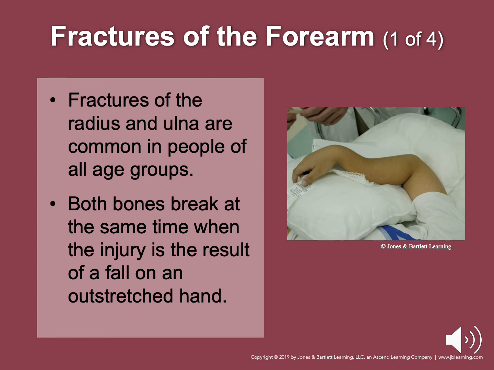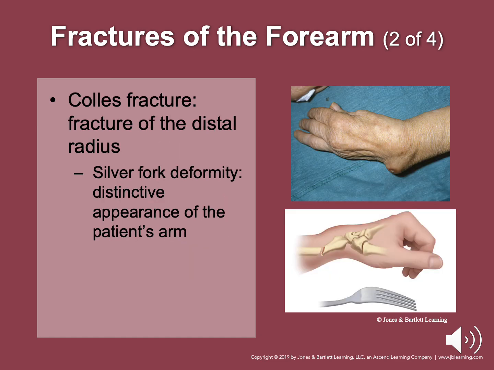Fractures of the distal radius are known as Colles fractures. There is severe deformity and a distinctive appearance of the patient's arm. In children, the fracture may occur through the growth plate and can have long-term consequences. You see the growth plate down there at the wrist area.